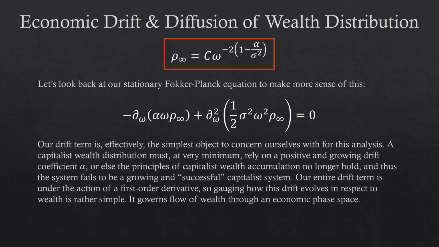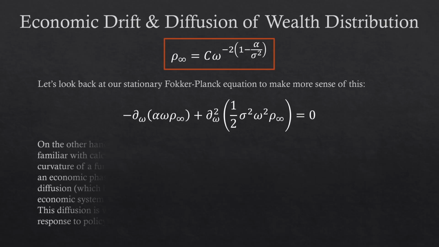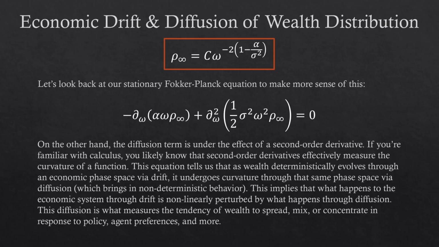Our entire drift term is under the action of a first-order derivative, so gauging how this drift evolves with respect to wealth is rather simple. It governs the flow of wealth through an economic phase space. On the other hand, the diffusion term is under the effect of a second-order derivative, and if you're familiar with calculus, you know that the second-order derivative effectively measures the curvature of a function. This equation, then, tells us that as wealth deterministically evolves through an economic phase space via drift, it undergoes curvature through the same phase space via diffusion, which brings in non-deterministic behavior. This implies that what happens to the economic system through drift is non-linearly perturbed by what happens through diffusion. This diffusion is what measures the tendency of wealth to spread, mix, or concentrate in response to policy, agent preferences, and more.